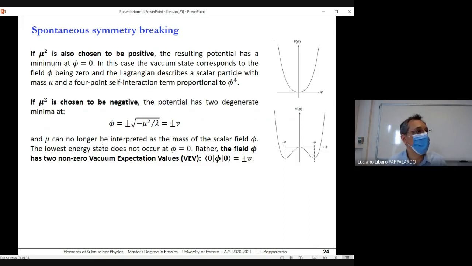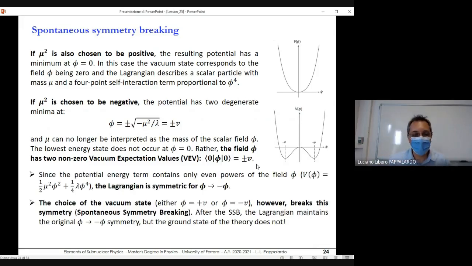However, in this case, mu can no longer be interpreted as the mass of the scalar field, because mu squared is negative, so it's something strange. And in this case, the lowest energy state does not occur where the field is zero. This is instead a false vacuum. Rather, the field now has two non-zero vacuum expectation values. So there are two possible solutions where the expectation value of the field in the vacuum is either plus or minus v.